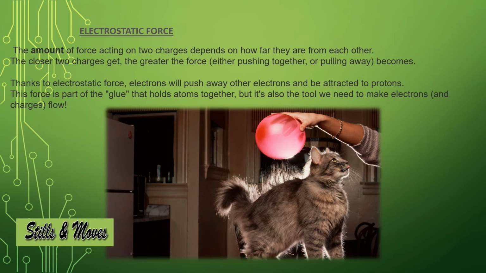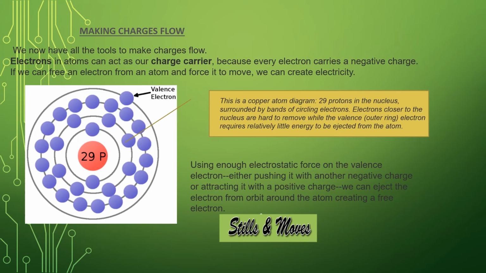This force is part of the glue that holds atoms together, but it's also the tool we need to make electrons, and charges, flow. We now have all the tools to make charges flow. Electrons in atoms can act as our charge carrier, because every electron carries a negative charge. If we can free an electron from an atom and force it to move, we can create electricity.